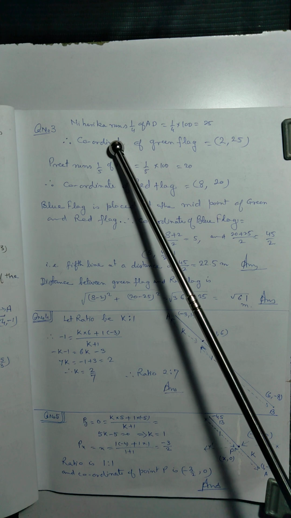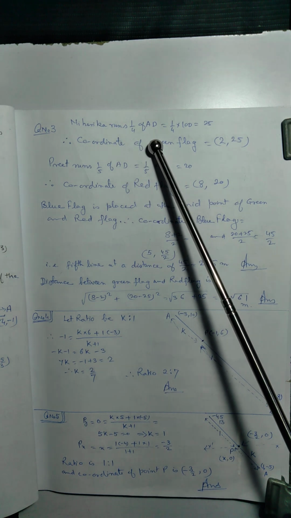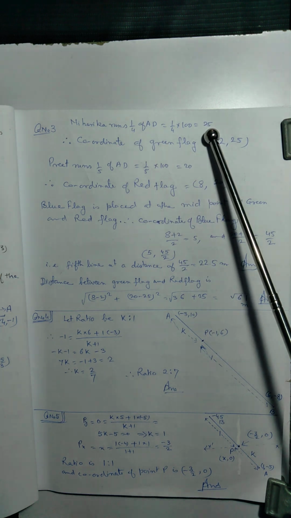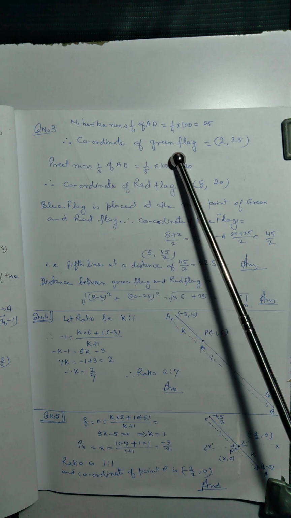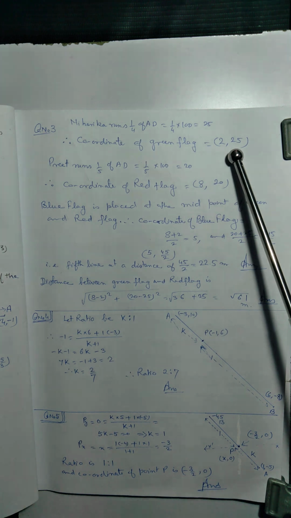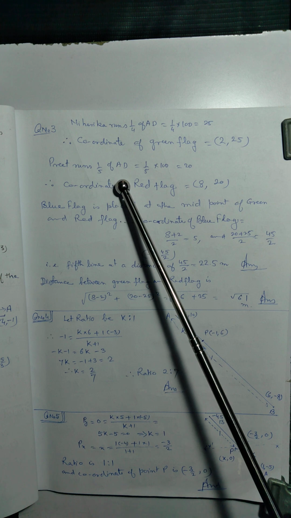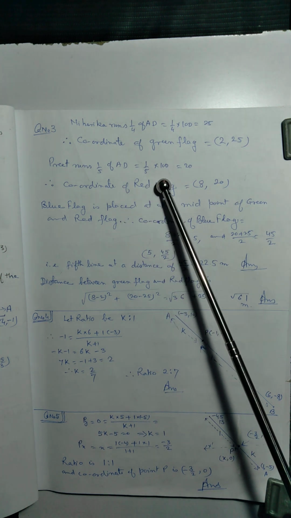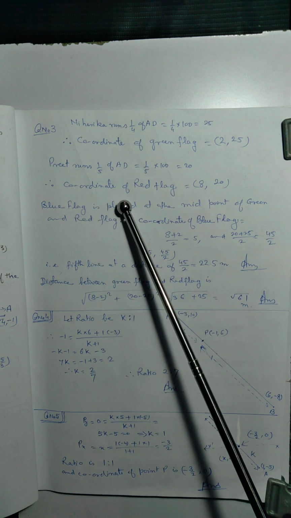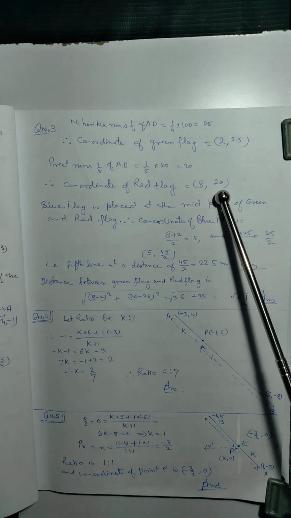You see, Niharika runs 1/4 of AD, and the length of AD is 100 meters, so 1 by 4 of 100 will be 25 meters. The coordinate of the green flag will be (2, 25). Preet runs 1 by 5 of AD, that is 1 by 5 of 100, which is equal to 20. Hence, the coordinate of the red flag will be (8, 20).